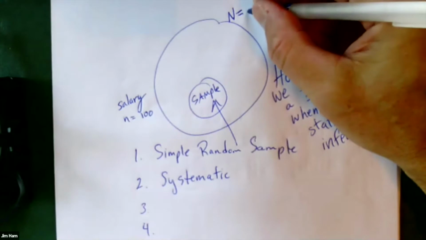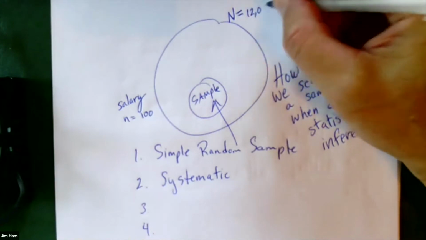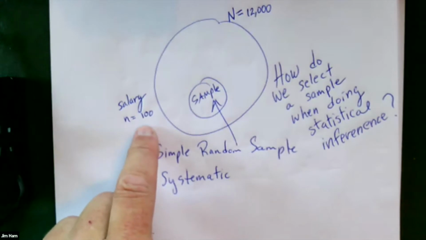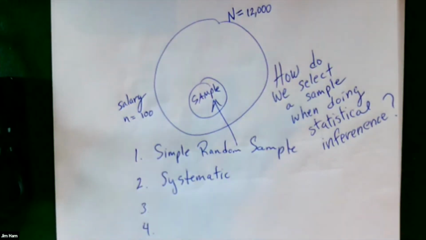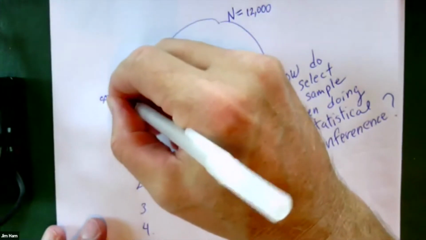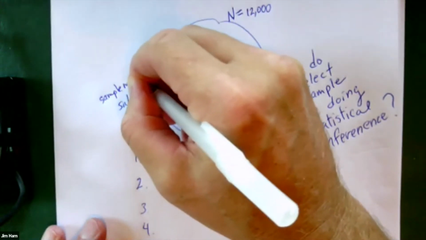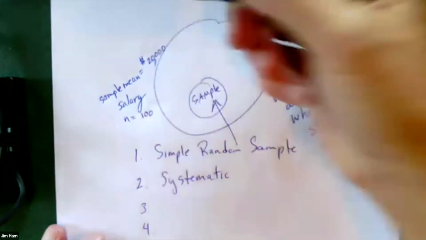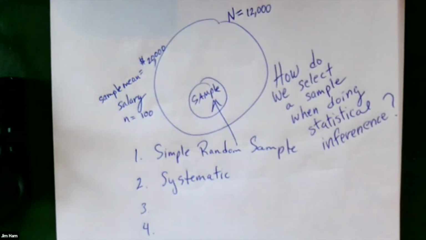And what do we have here at Delta College? Maybe 12,000 students. So we're taking a small sample of 100 from the larger group of 12,000. And maybe the sample mean that we calculate turns out to be, say, $20,000. It's easy to get data from 100 people. Certainly it's much easier than getting data from 12,000.